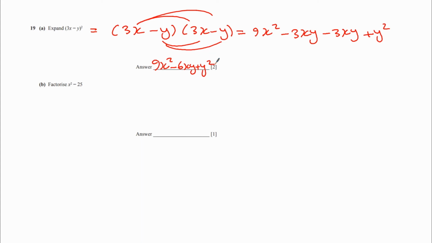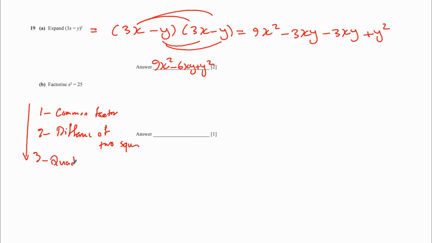Factorizing in here. When we want to factorize, by priority, look at first, 1, common factor, 2, difference of 2 squares, and 3, quadratic. So look at it in this order, because sometimes you factorize and still you can factorize. So you still need to look at this order. Basically, it is the most logical order that you can do factorizing.